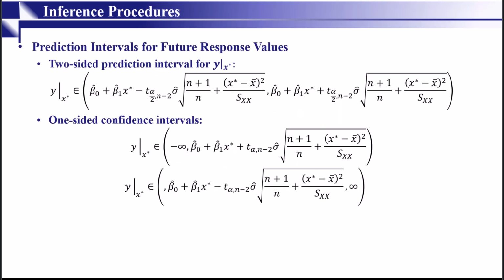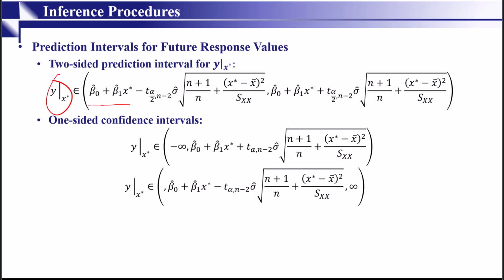The next topic that we need to study is the prediction interval for future response values. Here, we are going to form a prediction interval for the future response value y at x star. It means when we have a newly arriving data point, what values may we get for our dependent variable? We know that the value that we get for y at x star is composed of a point on the regression line, beta hat 0 plus beta hat 1 x star, and also an error term.